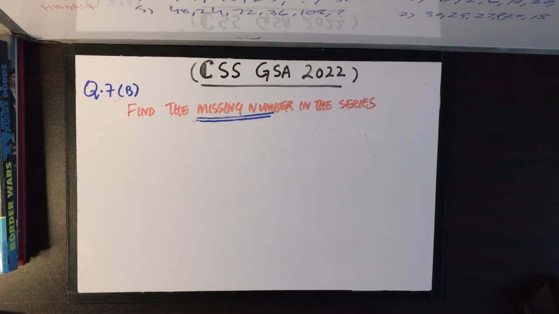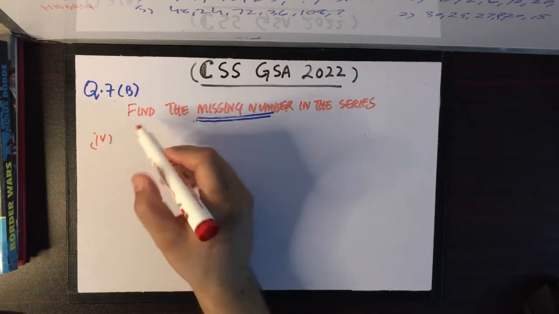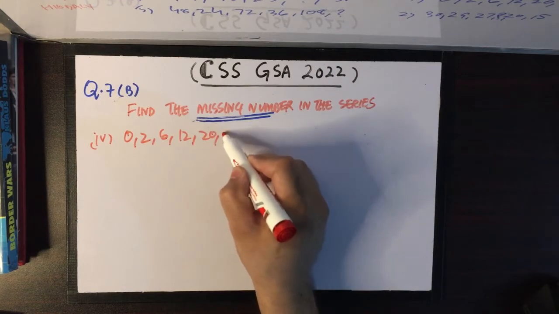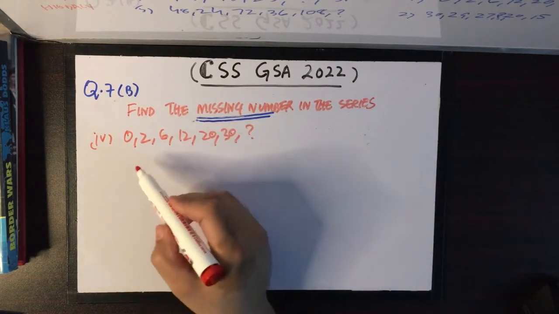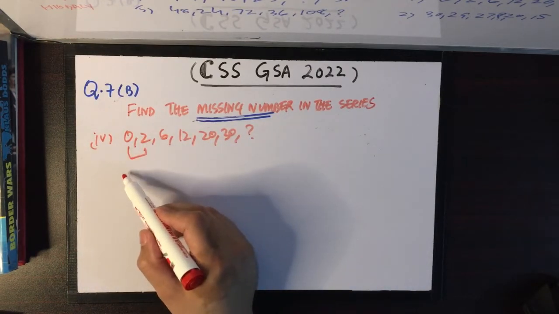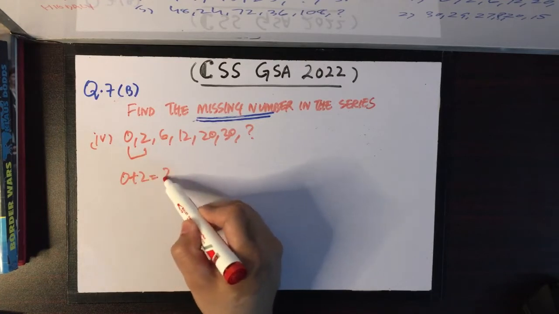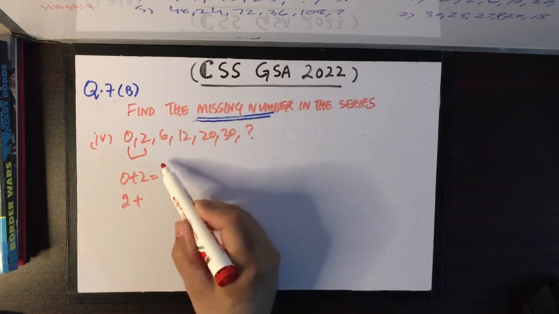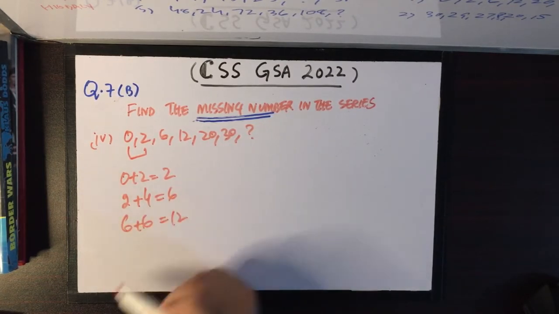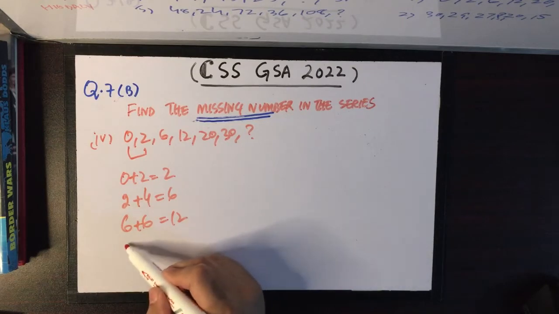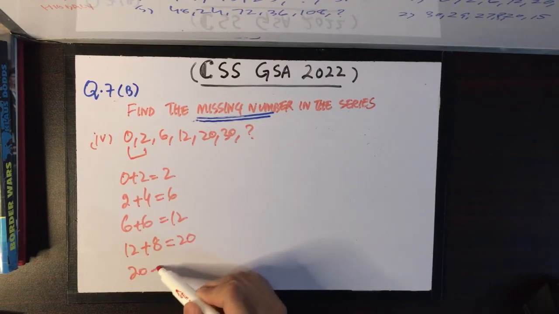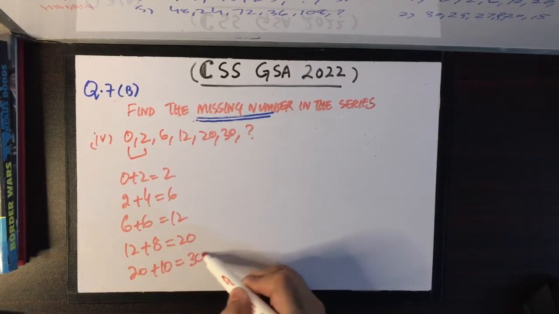Now, part 4 says 0, 2, 6, 12, 20, 30, question mark. Again, the difference between 0 and 2 is 2. 0 plus 2 is 2. Now 2 plus 4 is 6. 6 plus 6 is 12. And 12 plus 8 is 20. 20 plus 10 is 30.